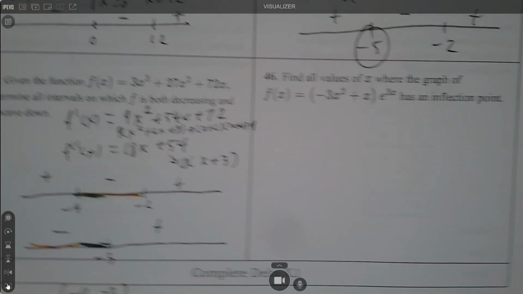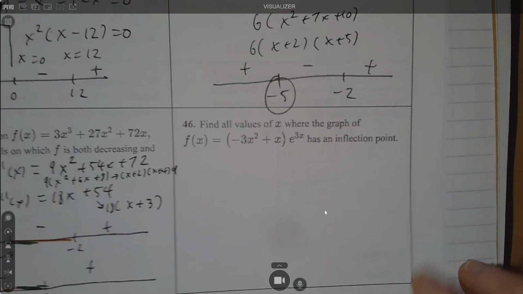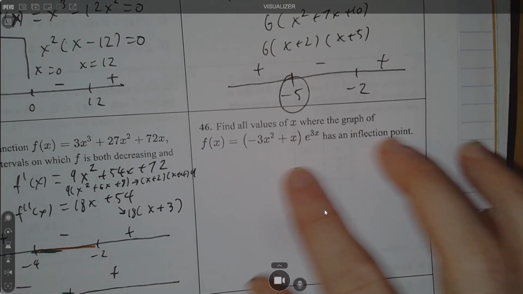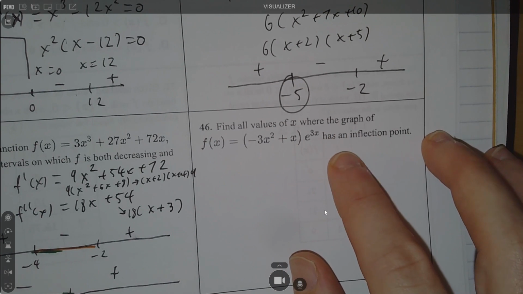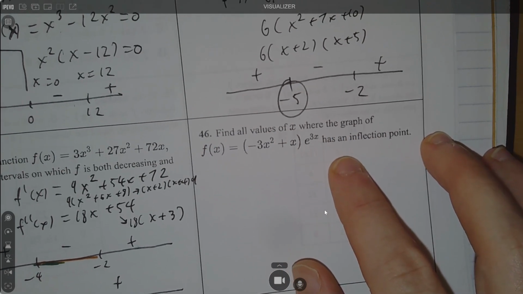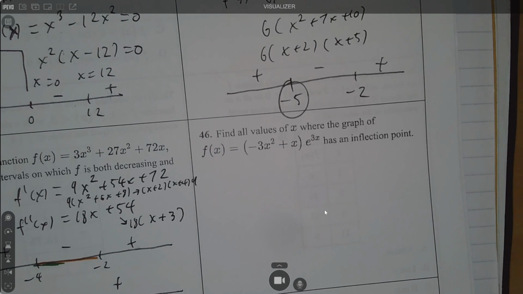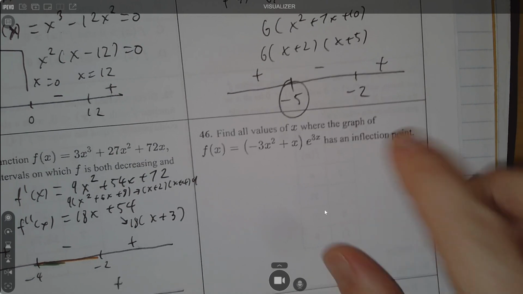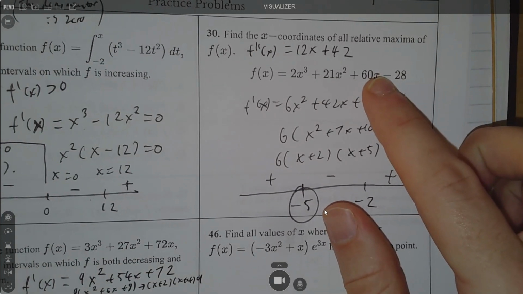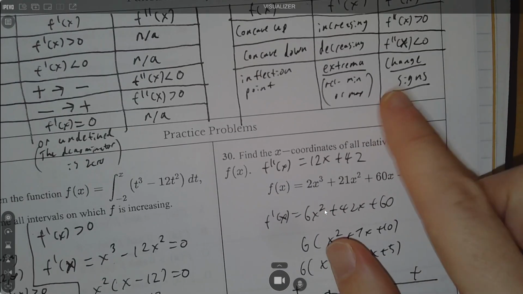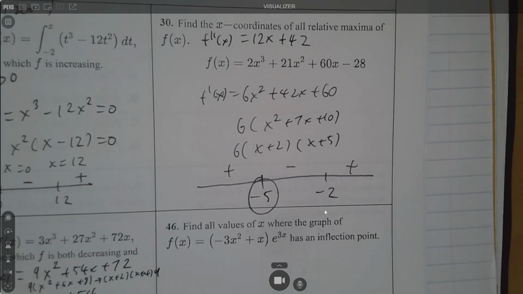Okay, last one. We're on the last problem, 46. Find all values of x for which the graph of f of x equals -3x squared plus x times e to the 3x has an inflection point. This is similar to what you've done, but more difficult. There's no difference in finding an inflection point here versus finding it above. You do it the same way. You take the second derivative and look for where it changes signs. The only difference is it's a little bit more challenging.